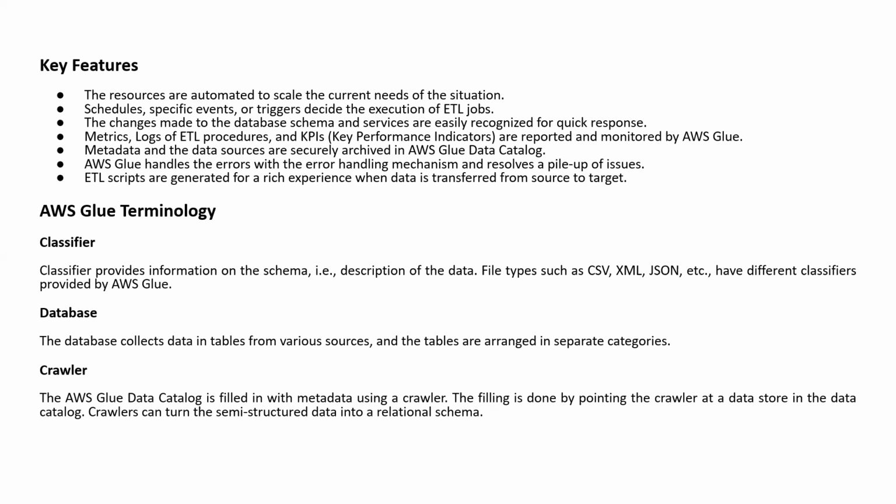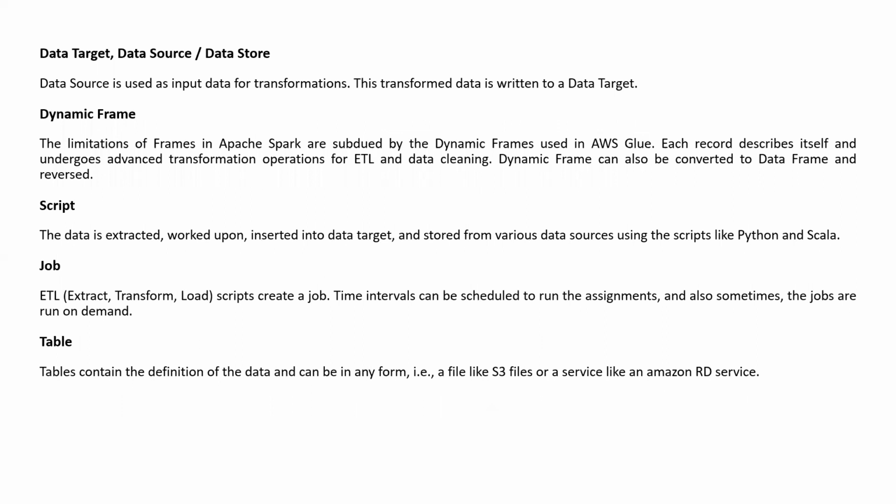Okay. Now coming to the different data targets, data sources, and data stores. Mostly a data source is used as input data for transformation. Mostly we'll be using a CSV file in the S3 bucket here. The transformed data is written to a data target. One important concept is the dynamic frame, which is similar to the data frame in Apache Spark. The limitations of Apache Spark data frames are handled by the dynamic frame used in AWS Glue. Here each record describes itself and undergoes advanced transformations, operations for ETL, and data cleaning. The dynamic frame can also be converted to a data frame and vice versa.